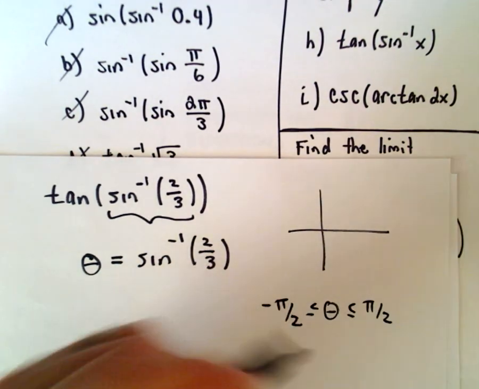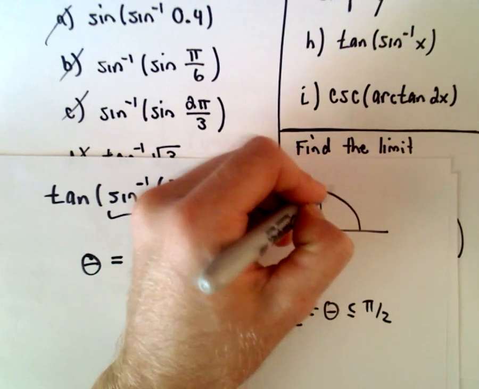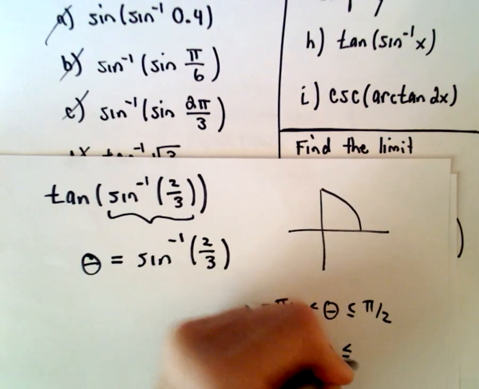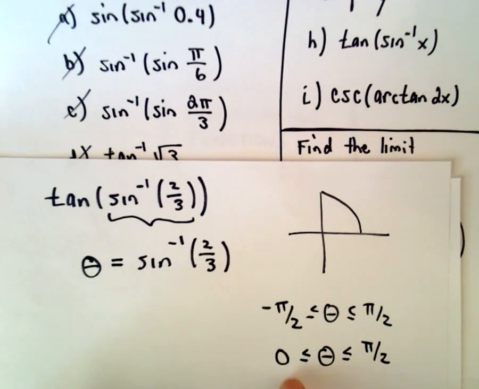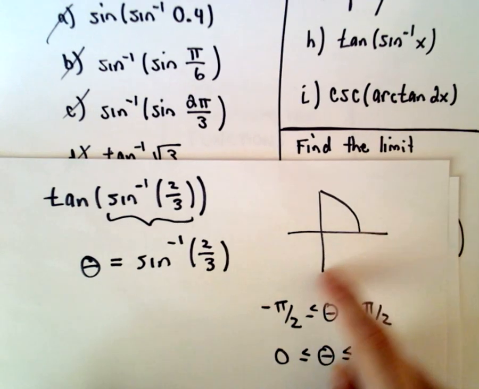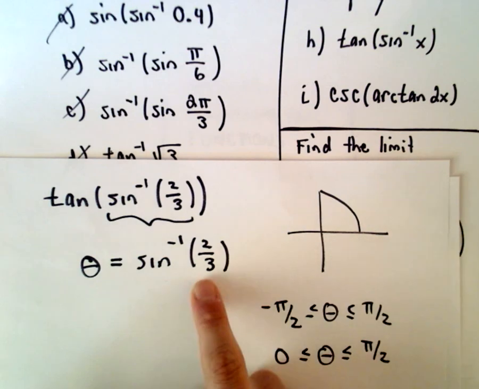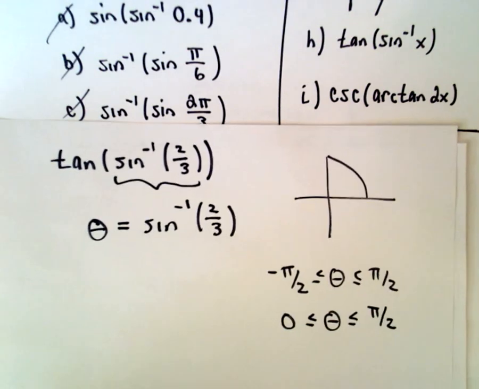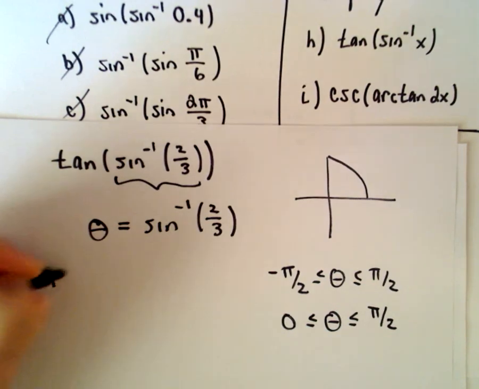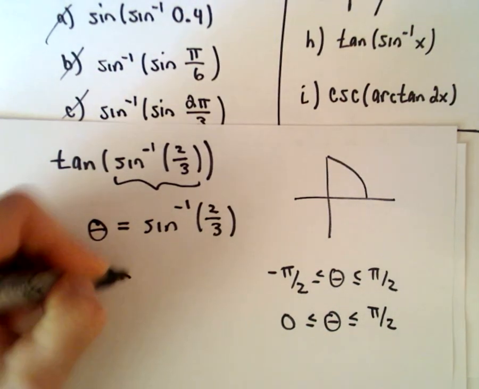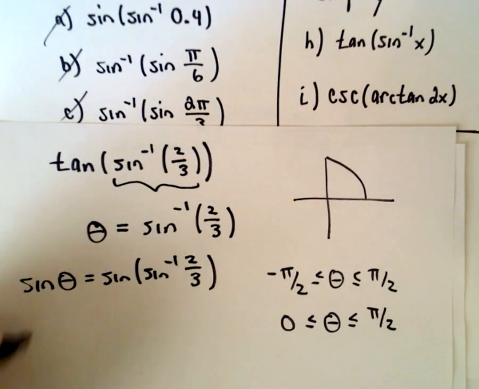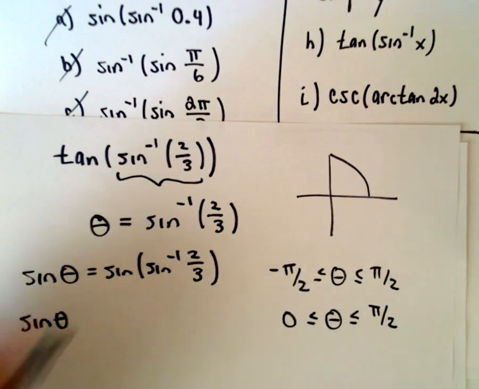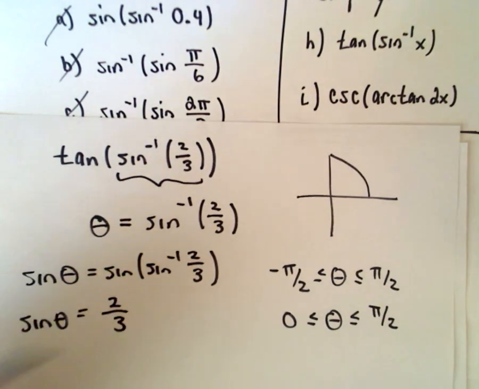But to get a positive value, it would actually have to be in the first quadrant. So we can even restrict ourselves to saying our angle would have to be in the first quadrant, between 0 and pi over 2, to get a positive value. Otherwise, if we were in the fourth quadrant, we would be getting negative values for sine. Okay, so I'm going to take the sine of both sides, just like we did a second ago. On the left, we're just left with the sine of theta. On the right, we're left with 2/3.